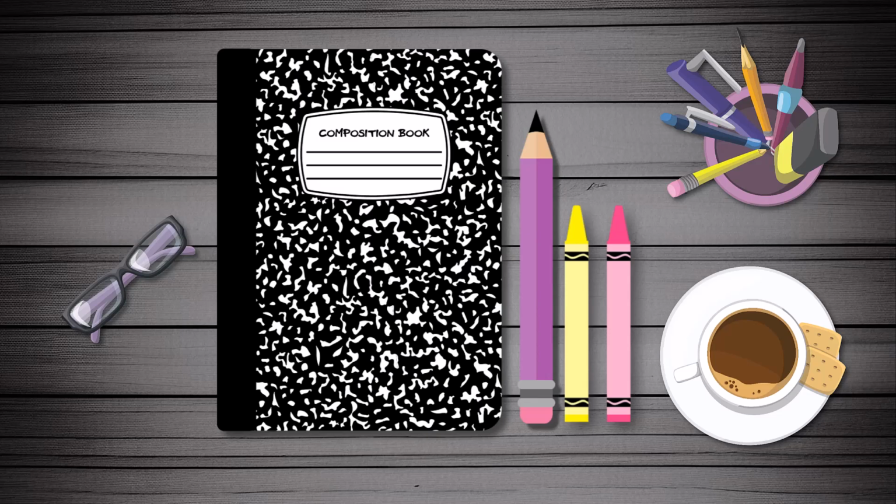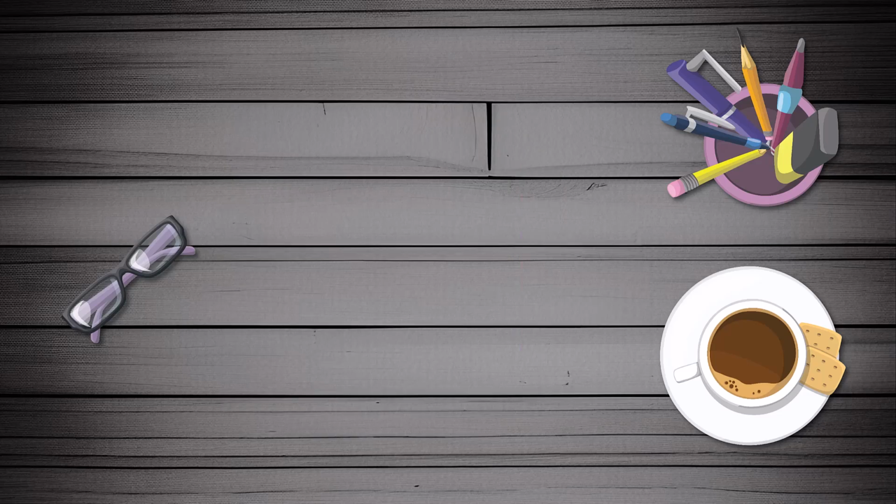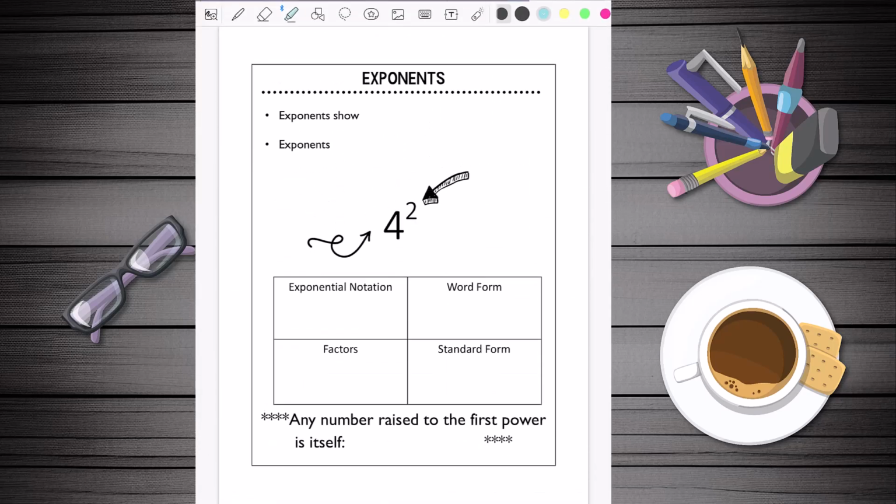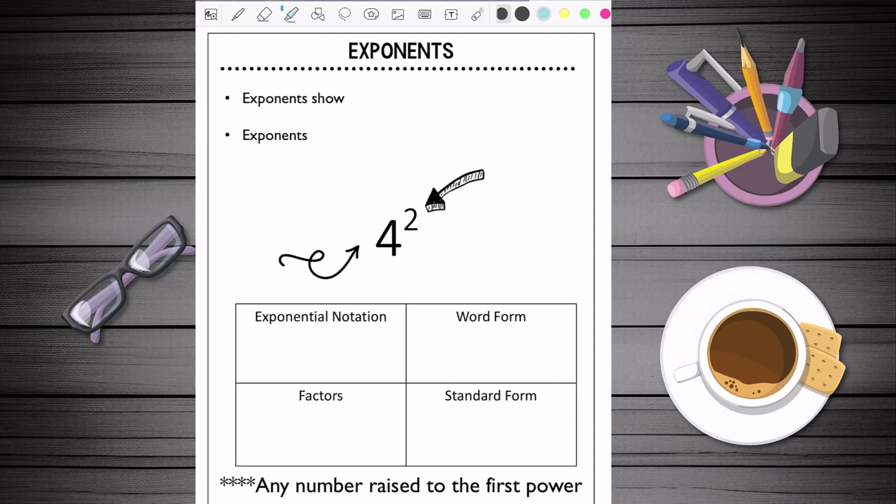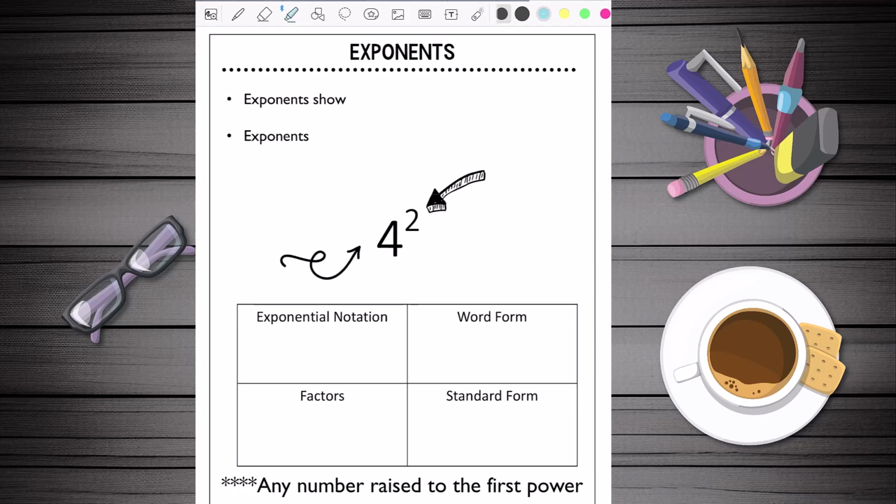All right, make sure you have your notebook, a pencil, and some crayons to highlight with. Today we're going to consolidate some of our understanding about exponents and make sure we get our notes on paper. So, make sure you've spelled exponents correctly, E-X-P-O-N-E-N-T-S. When in sight, spell it right.